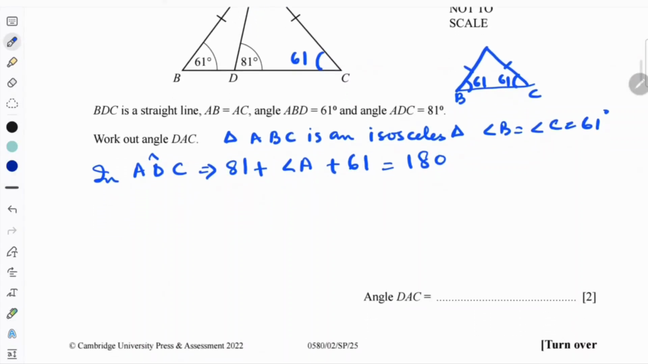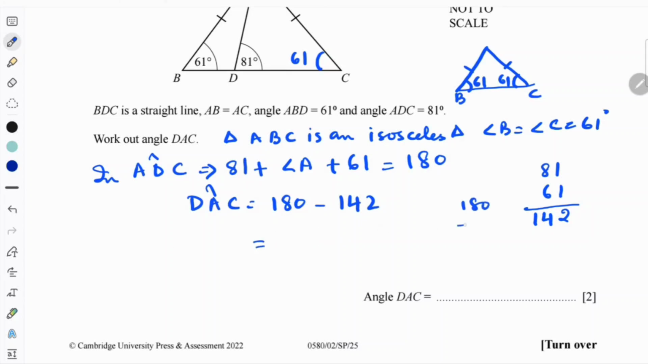Here 81 and 61 we add together and subtract from 180 degrees. 81 and 61: 1 and 1 is 2, 8 and 6 is 14, so 142. So angle DAC equals 180 minus 142, which is 38 degrees. 38 degrees is the answer for this question.